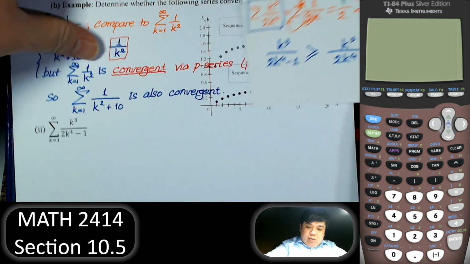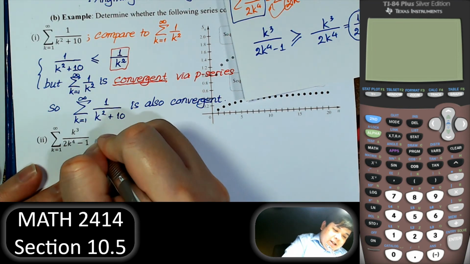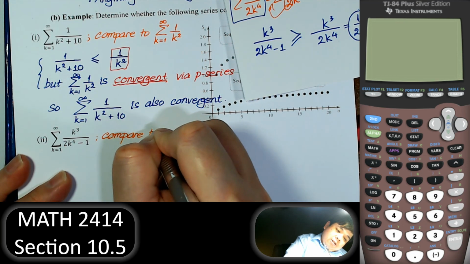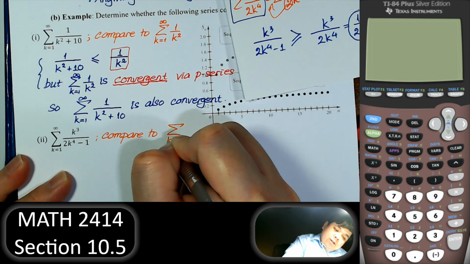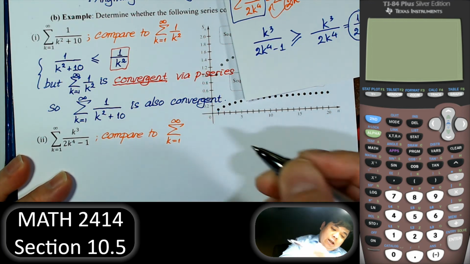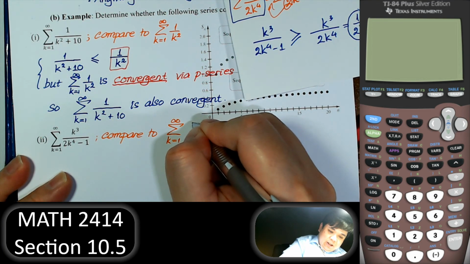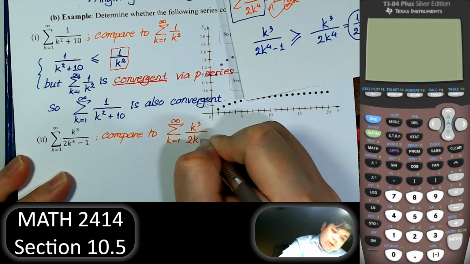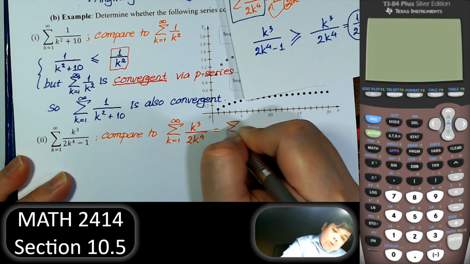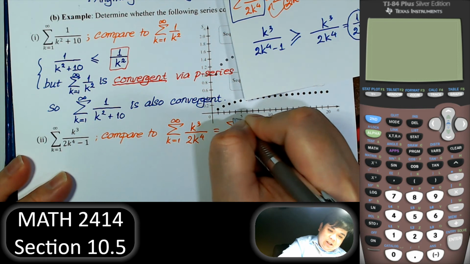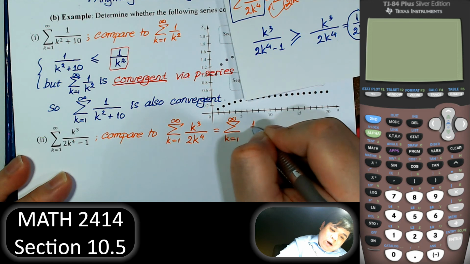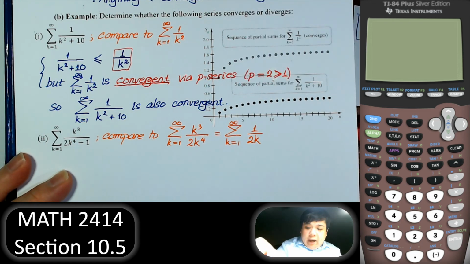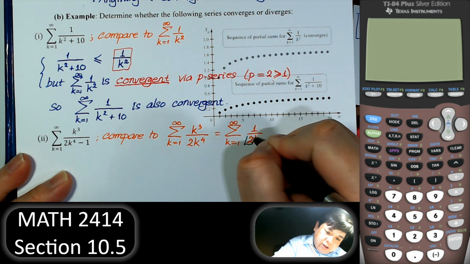So this certainly works. Right? So let me write it out. Compare to this series, k cubed over 2k to the 4th, which is equal to the series 1 over 2k, where we can take out the constant.